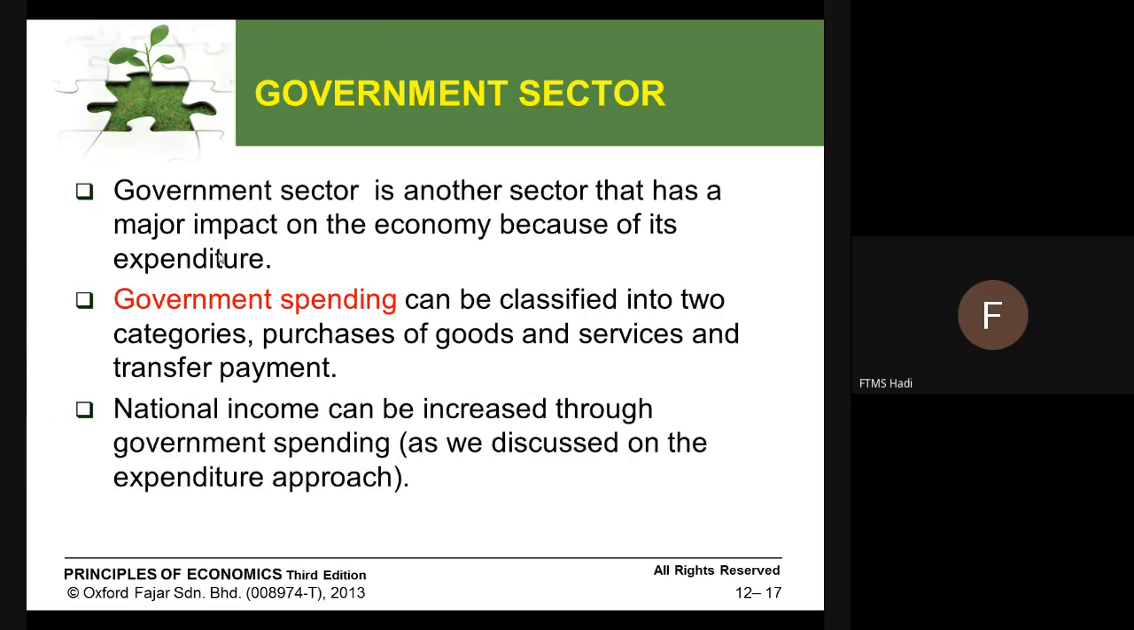Okay, the government sector is another sector that has a major impact on the economy because of its expenditure. In Malay, we say kerajaan ni kebanyakannya suka berbelanja lah. Berbelanja means spending money to take care of rakyat, or citizens. It is classified into two categories: government spending, which is purchases of goods and services, and transfer payments. National income can be increased by government spending, as we discussed in the expenditure approach. That one we already explained before.